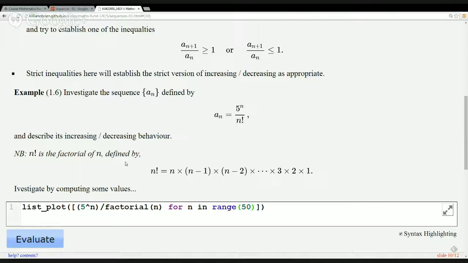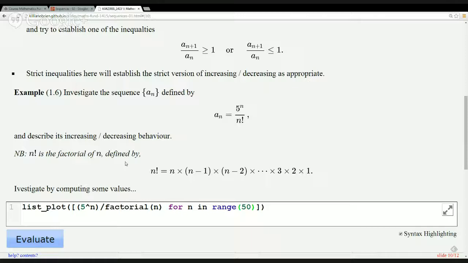But of course, this is a_{n+1} over a_n. So, i.e., we're saying a_{n+1} is greater than a_n for n less than 4. a_{n+1} is equal to a_n for n equal to 4, and a_{n+1} is strictly less than a_n for n bigger than 4.